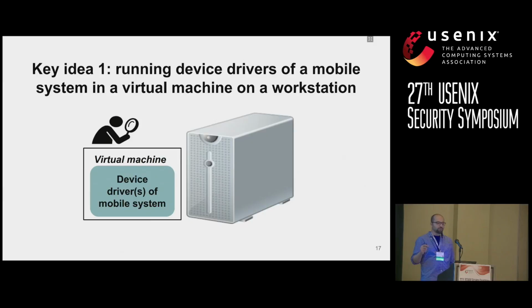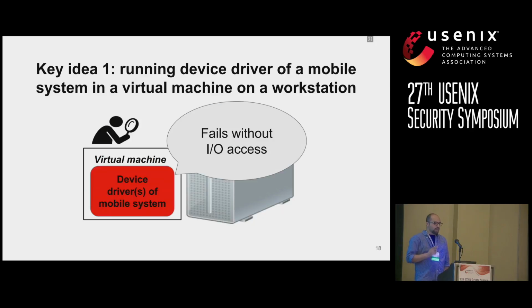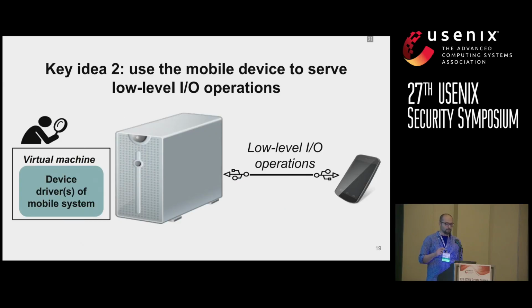Our idea is to run the device drivers of a mobile system in a different physical machine, for example, a powerful x86 server. The problem with that is that the execution of a device driver is tightly coupled with its underlying device. And without access to its I/O, the driver execution will fail, and we cannot analyze it. Our idea to solve this problem is to forward low-level I/O operations and use an actual mobile device to serve these I/O operations.